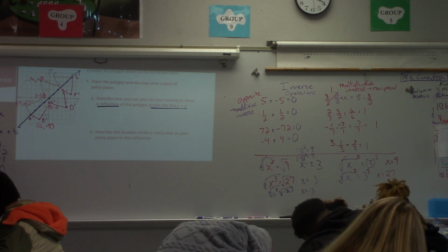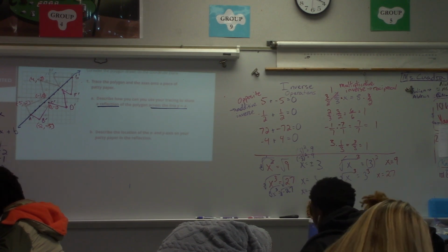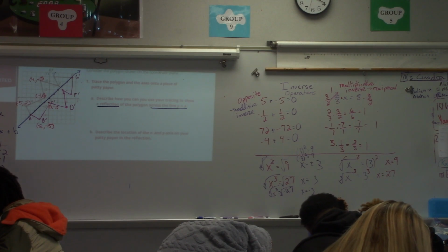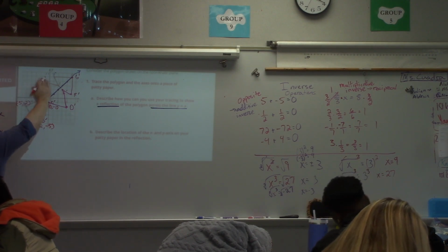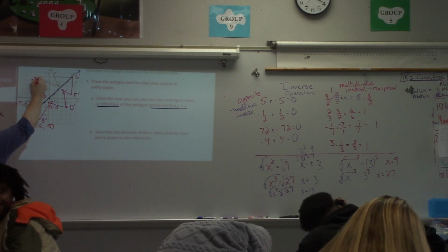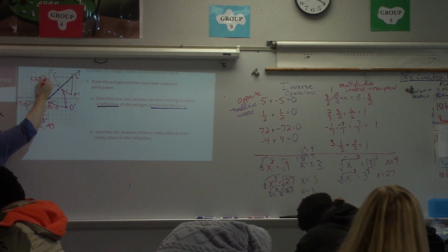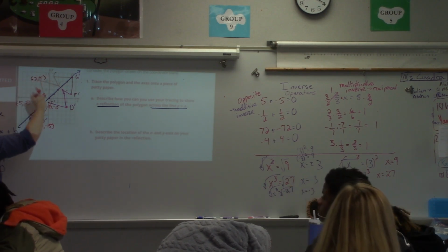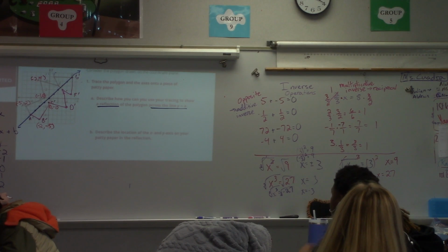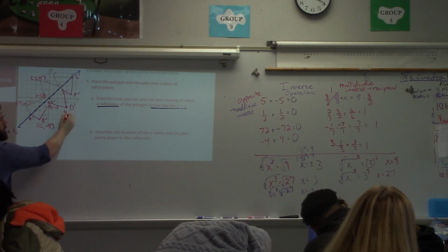Remember, we do X first, right? X always goes first, so that means negative 2, comma. You're good. So that's D. So I'm going to connect that now to D prime. 4 and negative 2.